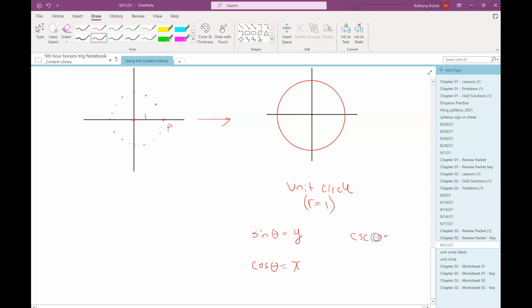Cosecant was r over y, but r is 1 now, so that'll just be 1 over y. And secant was r over x. Again, r is 1, so that just becomes 1 over x. Cotangent contained only x's and y's, so that didn't change because it didn't involve the r.